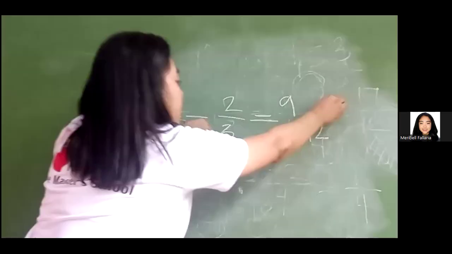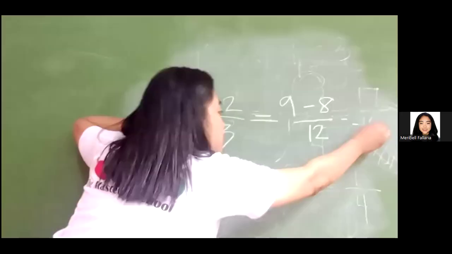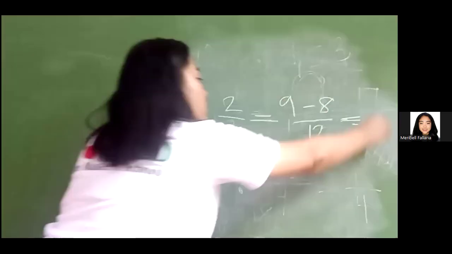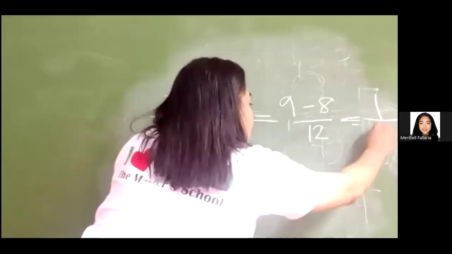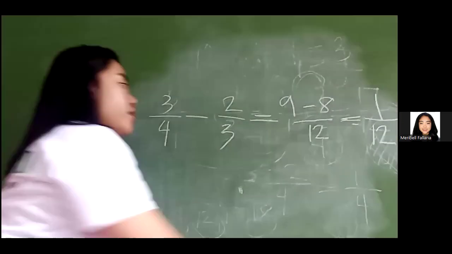And then what is the operation here? We have subtraction. So let's subtract. 9 minus 8 is 1 over the copied denominator. So the answer is 1/12.